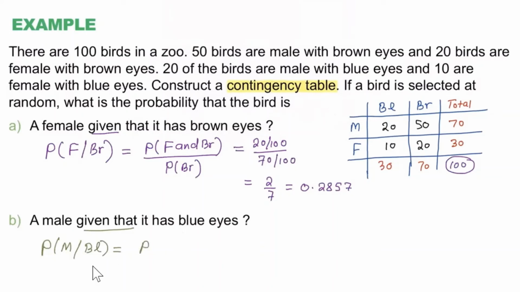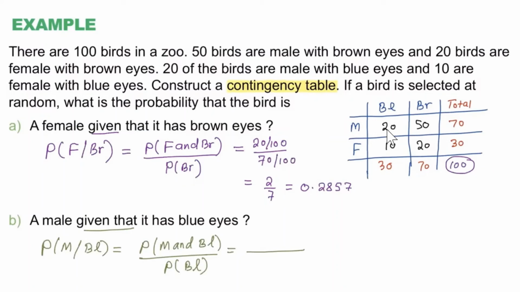probability is probability of these two, M and blue, or male and blue, and we have to divide by probability of blue, right? Which is equal to, now, it is your time to speak up again. How many birds are male and they have blue eyes? Look at this table. How many birds? How many are there? Male and blue eyes, 20, right?